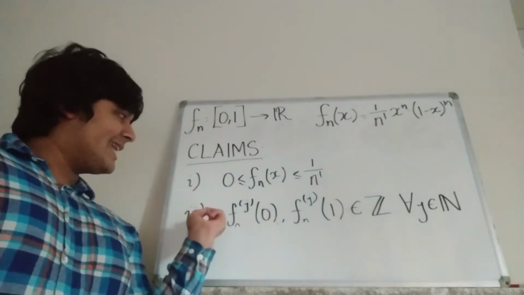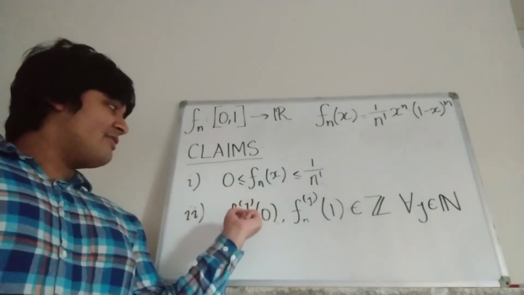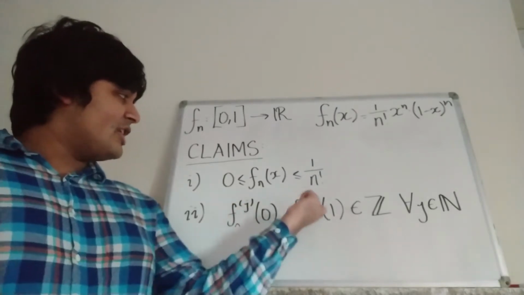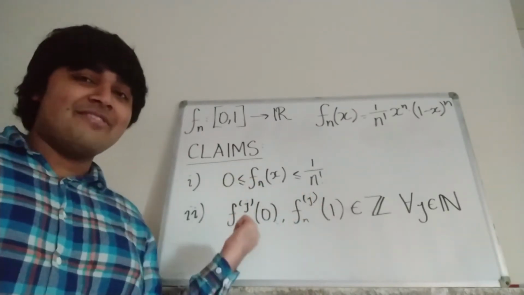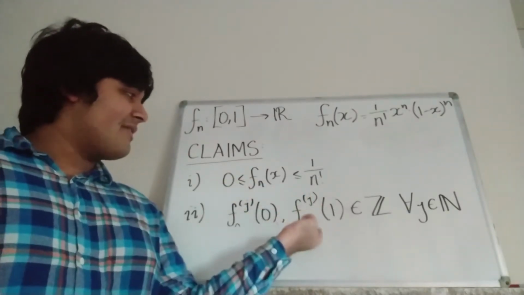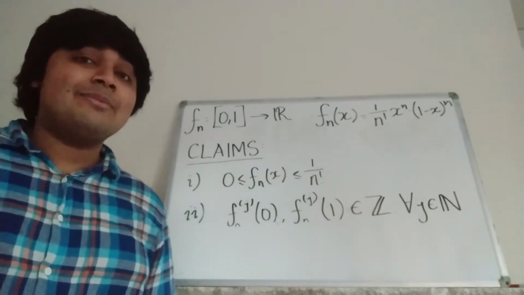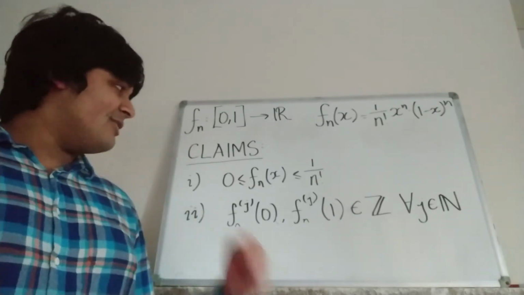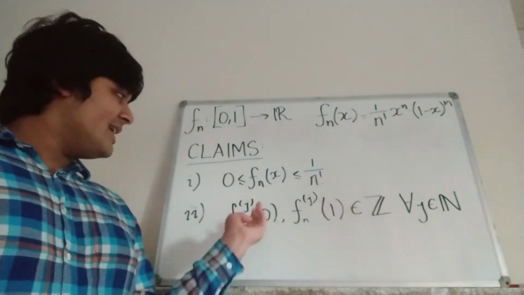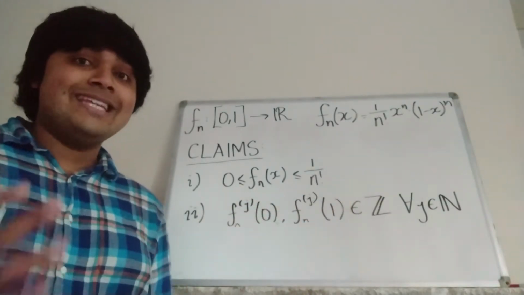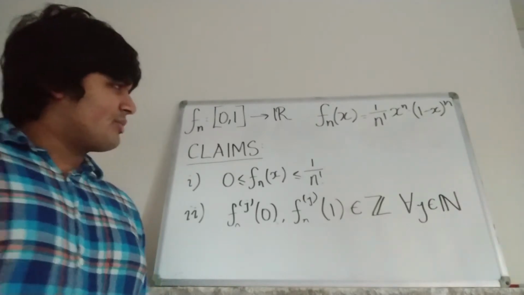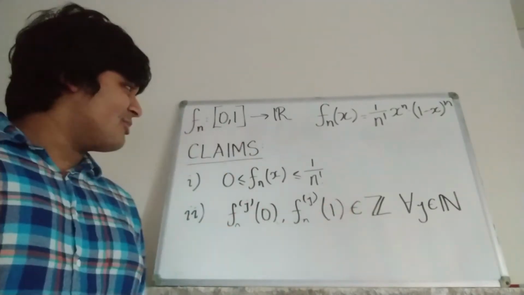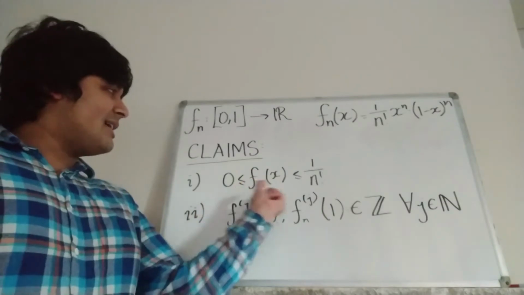The second claim is that the jth derivative of f_n at 0 and the jth derivative of f_n at 1 are always going to be integers, regardless of what natural number j we choose. So no matter which positive integer j we choose, these are always going to be integers. Let's talk through these claims and the proofs as opposed to writing them down. This one's kind of obvious.